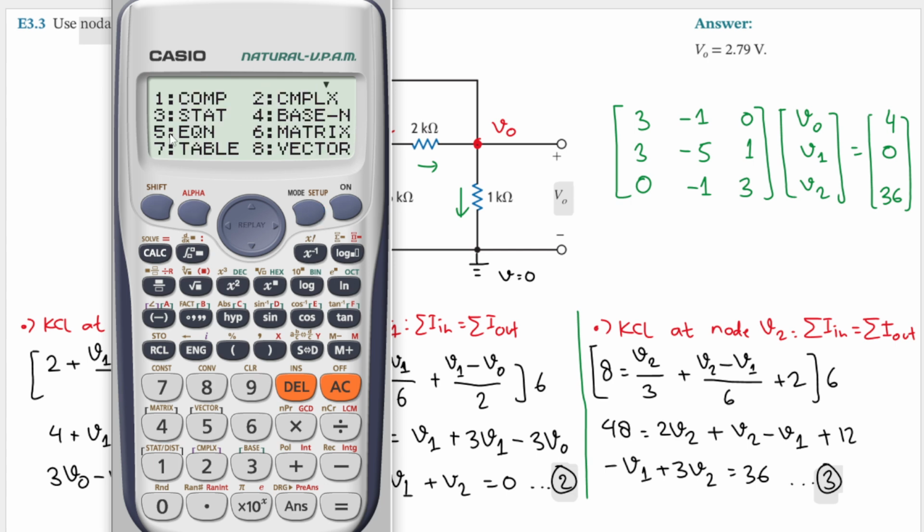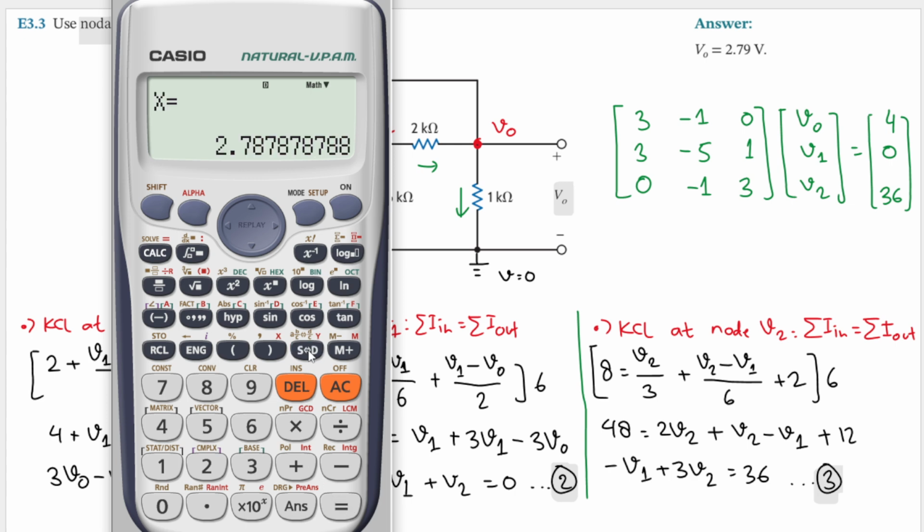Let's set up our calculator as equation solver, which is number 5, and 3 variables is number 2. We will have 3, minus 1, and then 0, and that will equal 4. And then 3, minus 5, and then 1, and then 0. That is the second row, and the last row is 0, minus 1, and then 3, and then we will have 36.